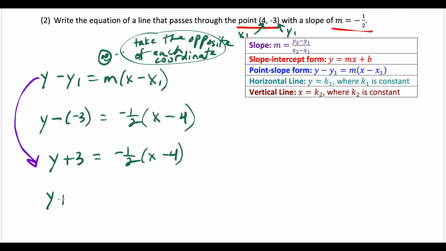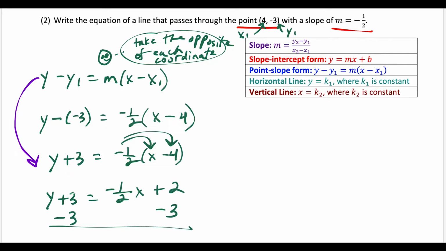And now here, if we solve this out, we have y plus 3 equals, and now we're going to distribute the negative 1/2. First we'll have negative 1/2 x, and then negative 1/2 times negative 4 is going to change to positive, and then half of 4 is 2. So that brings us here, and then now we're just going to subtract 3 on both sides. And now our final equation here, we're going to have y equals, and we've got negative 1/2 x, and then we have 2 minus 3 giving us minus 1 here.